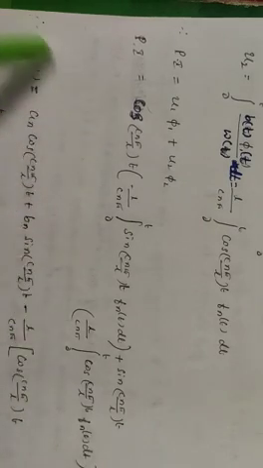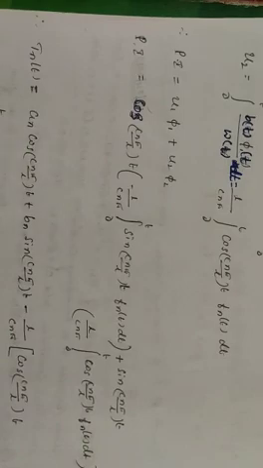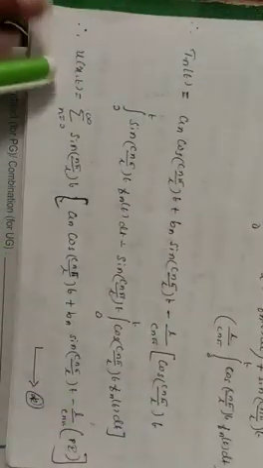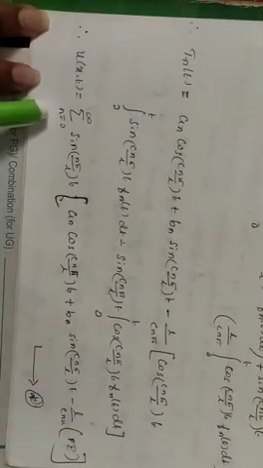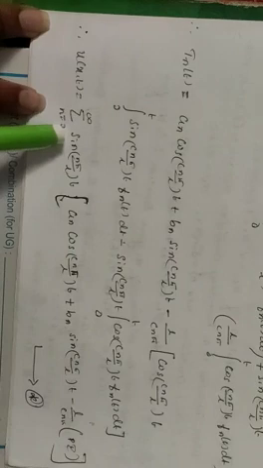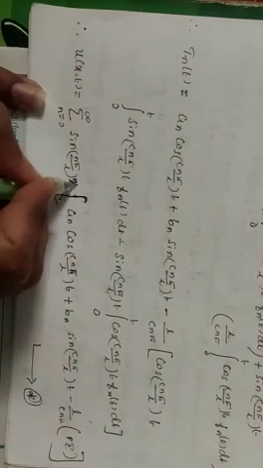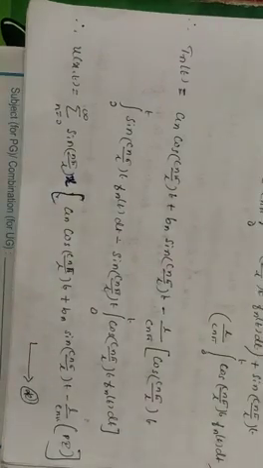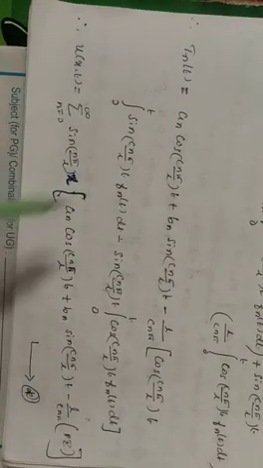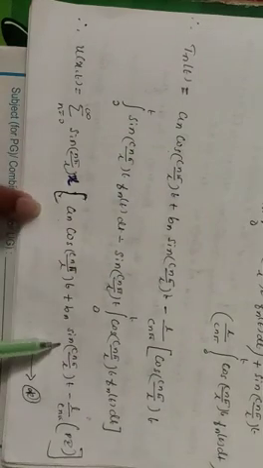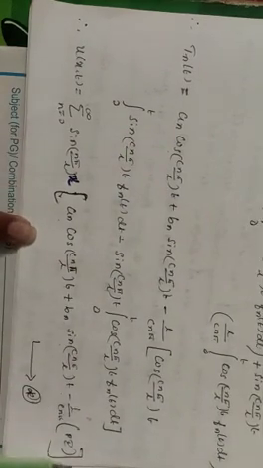Now substitute this Tn of t in the solution u of x comma t. Then u of x comma t becomes the summation n equals 0 to infinity of sin n pi over L into x, this is x not t, into Tn of t, that is the complementary solution plus the particular integral.